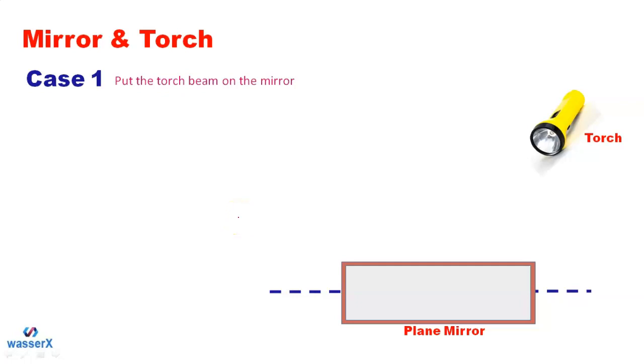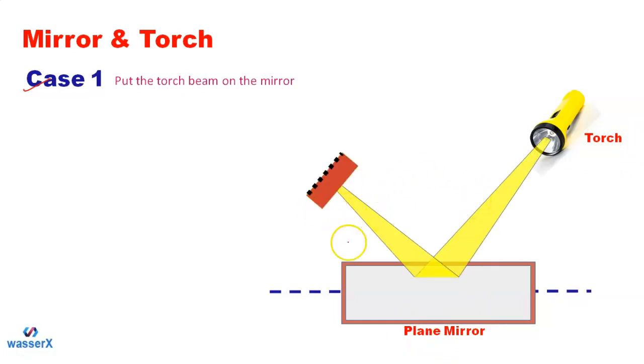So here I'm focusing on basically two cases. I have taken mirror and torch cases. In case number 1, I'll be putting a torch beam on the mirror. This is a plane mirror, as you can see, and here I have a torch. When I focus it on the plane mirror, we'll be getting some reflection.